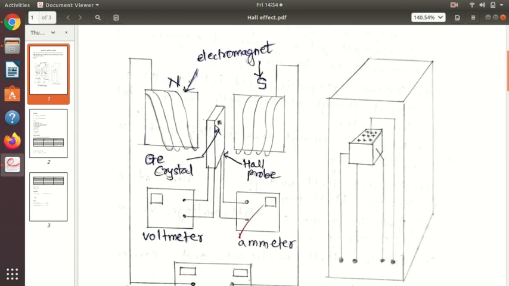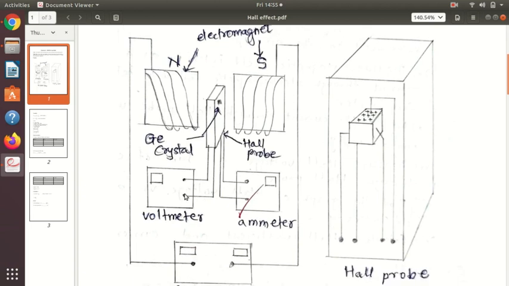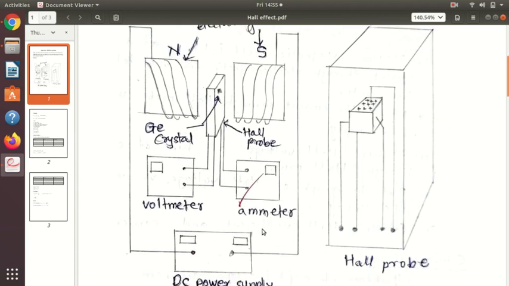There is a Hall probe which is attached to the crystal, some germanium we are using here, and we are measuring voltage and current, and that's why we are attaching a voltmeter and an ammeter here. There is also a Gauss meter, which is not shown in this diagram, but we also measure the magnetic field intensity using the Gauss meter. So this is a close-up diagram of the Hall probe. It is basically four probes coming out from the germanium crystal.